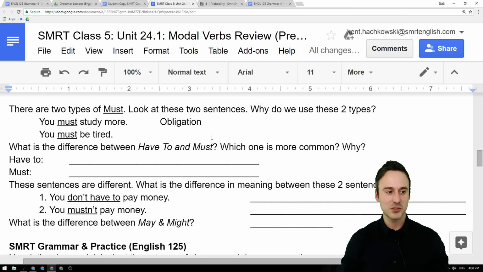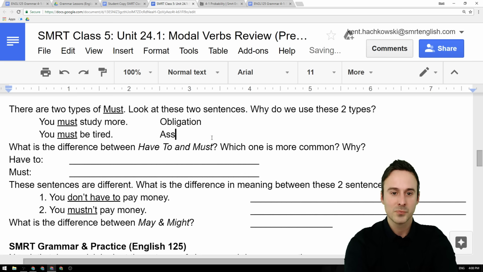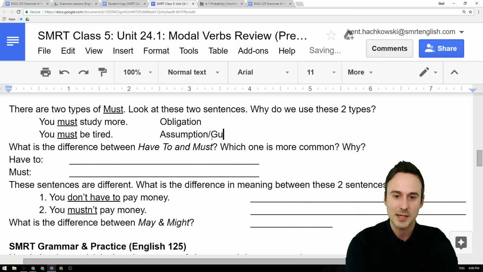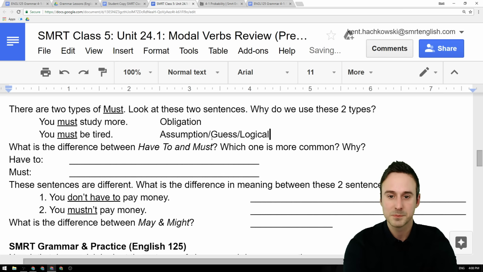A logical conclusion, deduction. I think those are very similar words. I use the word assumption. Thank you. Or guess. That's a good teacher way to explain it. Assumption or guess. Yeah, or if you want, I'll add it as well because you're right as well. Logical deduction. All of those, I think, can help you to explain that one.